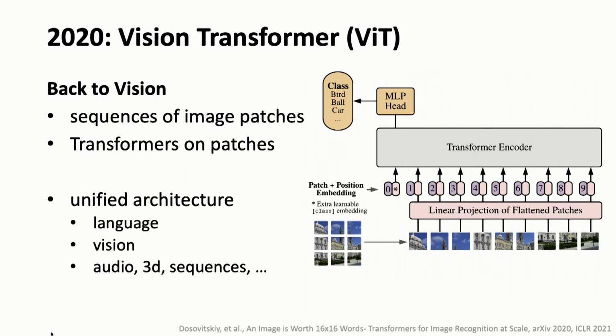The significance of the ViT architecture is not just within computer vision, because for the first time, it demonstrated that the transformer architecture can be a unified architecture for many problems, including natural language processing, computer vision, audio recognition, 3D processing, and many other sequence processing problems. Again, it demonstrates the generality of the deep learning methodology.